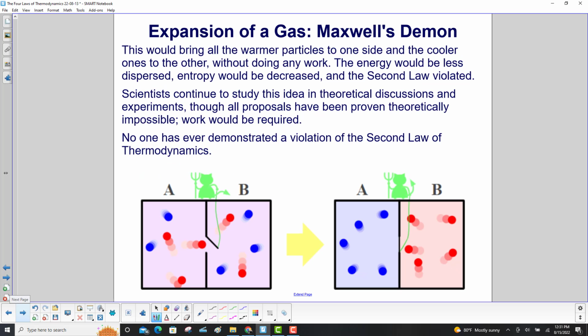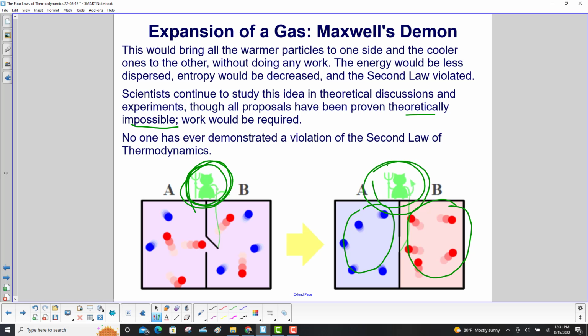This would bring all the warmer particles to one side of the door and the cooler ones to the other, without doing any work. The energy would be less dispersed. That means entropy would be decreased and the second law violated. Scientists continue to study this idea in theoretical discussions and experiments, though all proposals have been proven theoretically impossible. Work would be required. And who's doing the work? The demon here. Take the demon out and this wouldn't occur. No one has ever demonstrated a violation of the second law of thermodynamics.